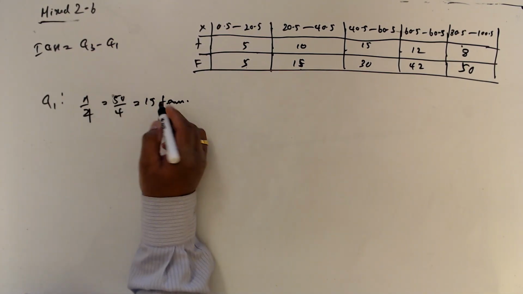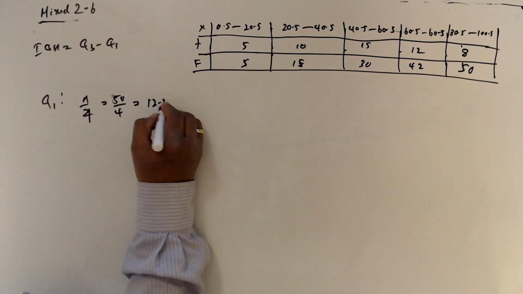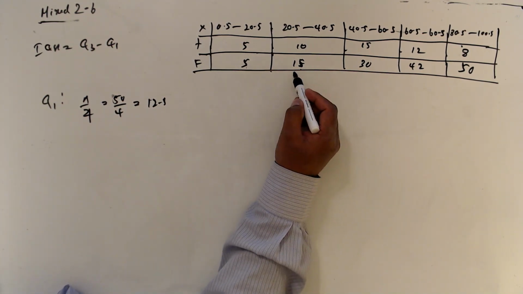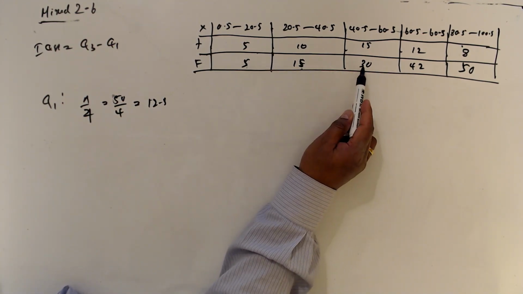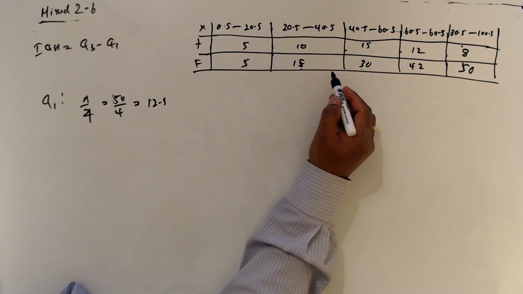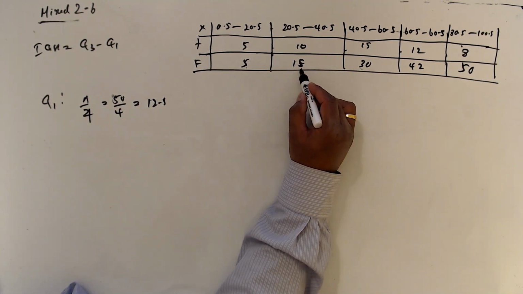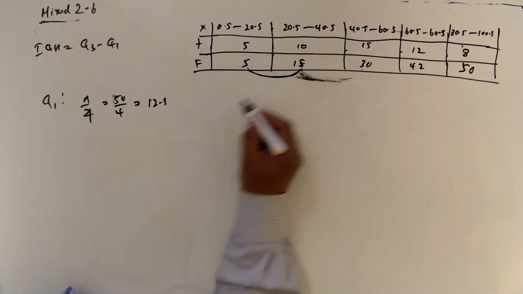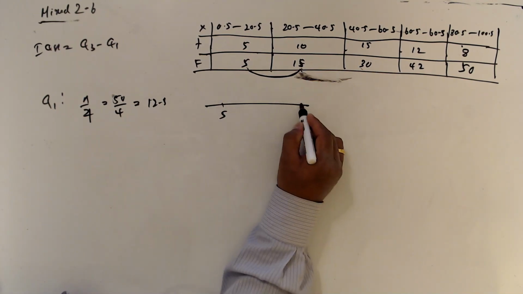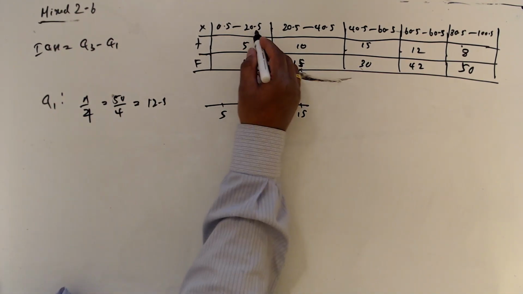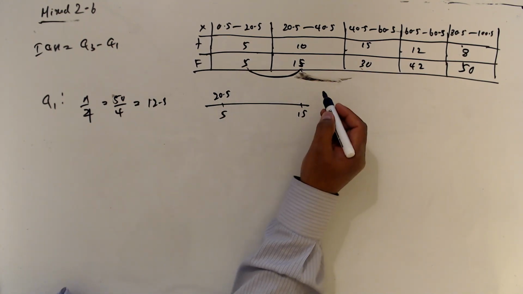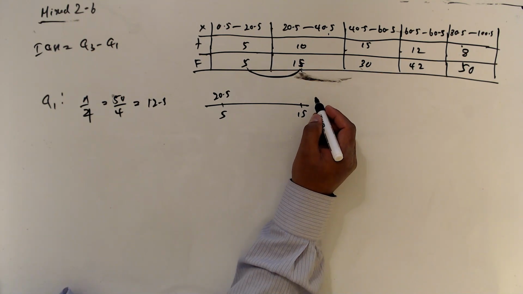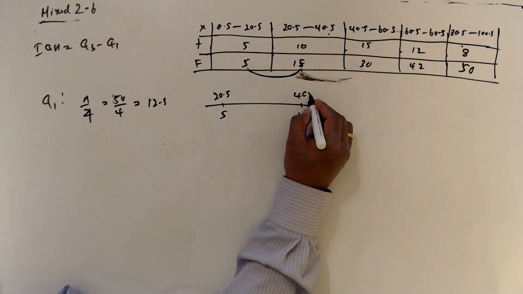60 divided by 4, 15. So we need 15, and 15 is in between 5 and 12... So the lower boundary is 5, the upper boundary is 15. So this is 20.5, and this upper one is 40.5.